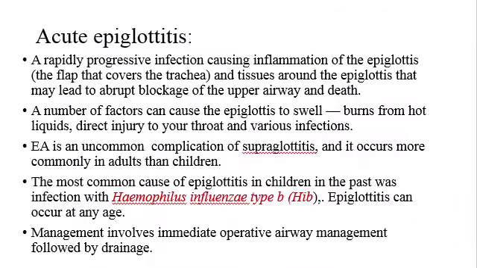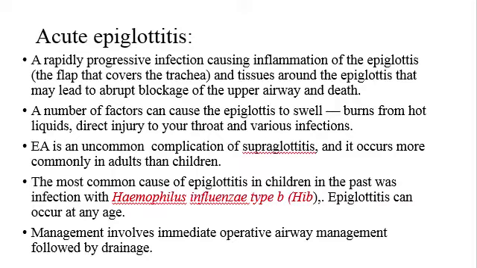Acute epiglottitis is a rapidly progressive infection causing inflammation of the epiglottis and tissues around the epiglottis, and that may lead to abrupt blockage of the upper airways and death. A number of factors can cause the epiglottis to swell: burns from hot liquids, injury to your throat, and various infections. Epiglottic abscess is a common complication of supraglottitis, and it occurs more commonly in adults than children. The most common cause of epiglottitis in children in the past was infection with Haemophilus influenzae type B, and it can occur at any age.